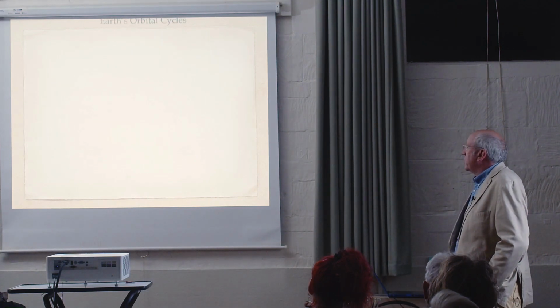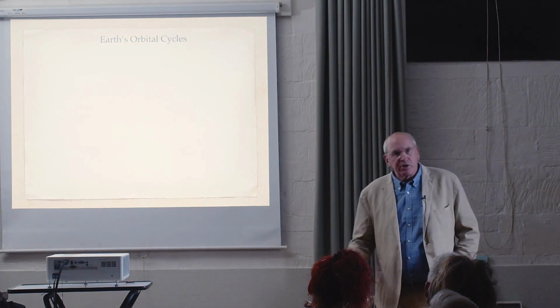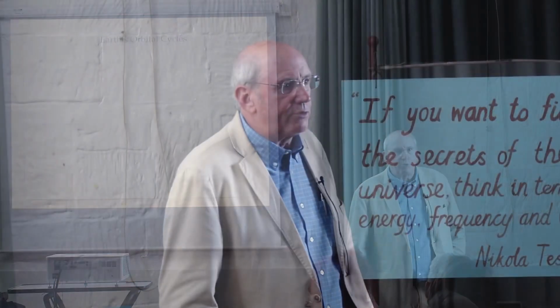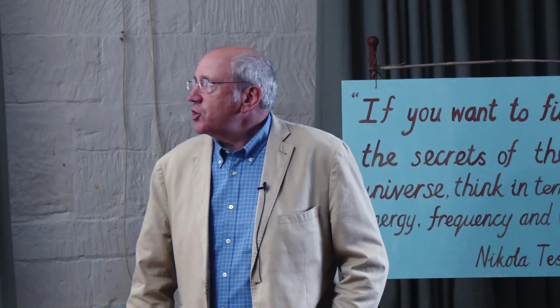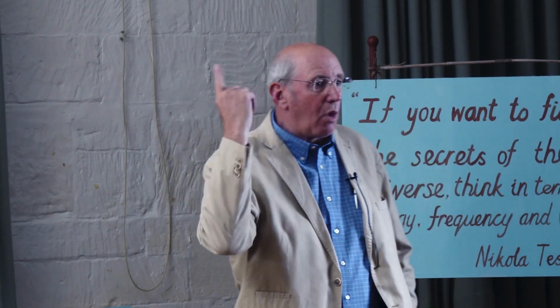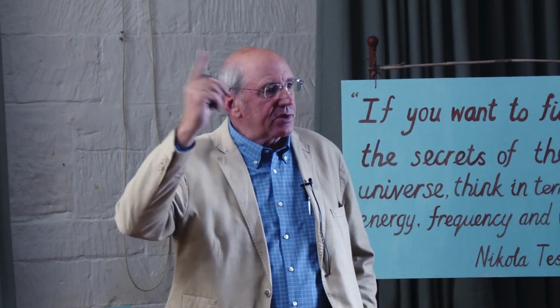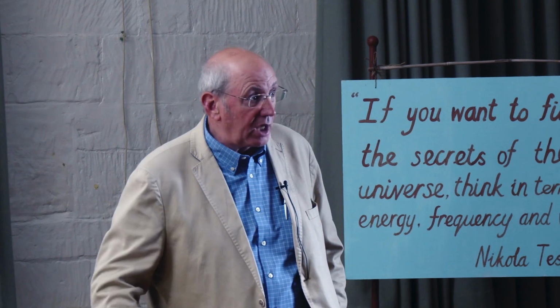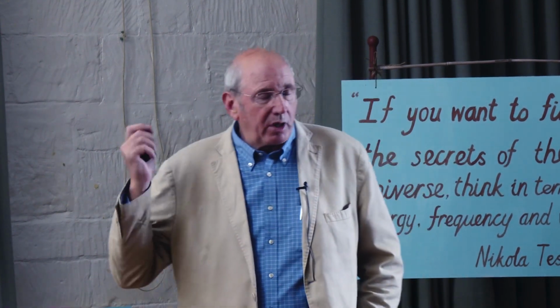So let's look at orbital cycles. You don't need to know how these work. I'm just going to give you a few names so you're familiar with them. We have the precession of the Earth's axis, that's the wobble of the Earth. The obliquity of the Earth's axis, that's the tilt angle of the Earth. The eccentricity of the Earth's orbit, that's how far we are from the Sun, which does change. And apsidal precession, don't worry about that.